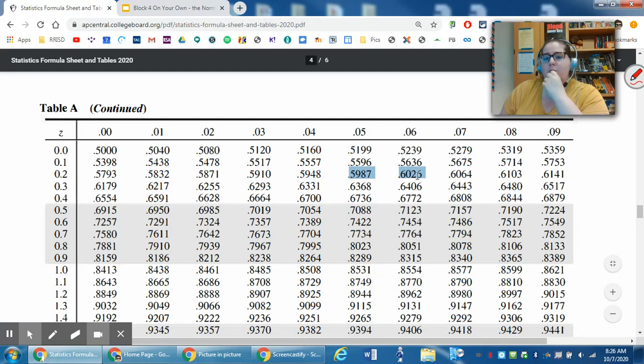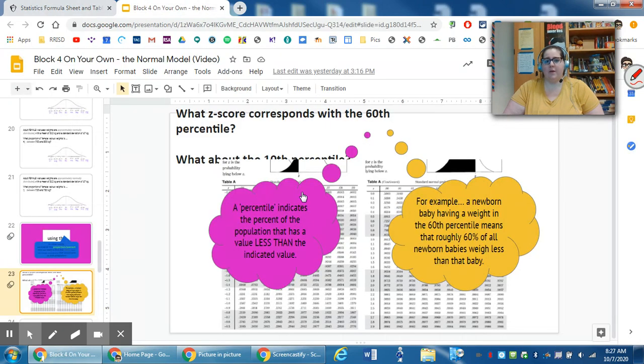So for a problem like this, technically we would pick the one that's closest, which is this one on the left. But if you gave me the z-score for this one on the right, that's not something I'm going to count off for because it's close. But technically it'd be this one because it's closer. So 0.5987 is about as close as we can get to 0.6. So I'm going to find what that z-score is. That z-score is 0.25. So that would be the z-score that corresponds with the 60th percentile.